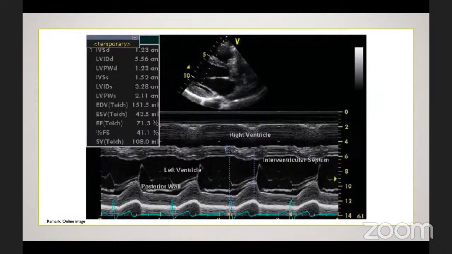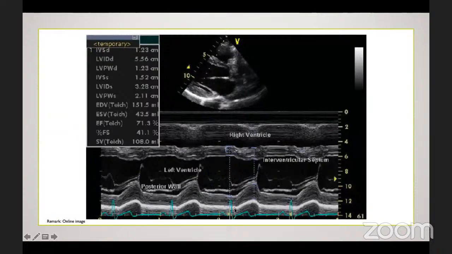Other parameters or dimensions measured from this view are the end diastolic diameter as well as the end systolic diameter. As you can see, usually we should combine the echo study with an ECG, so you can time the different movements of the heart with the heart cycle.